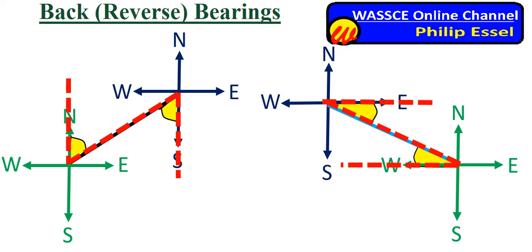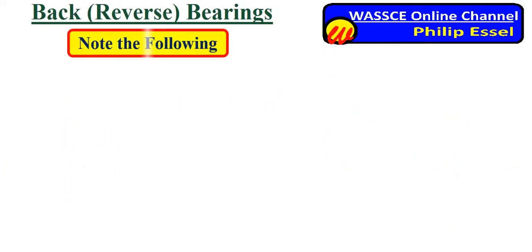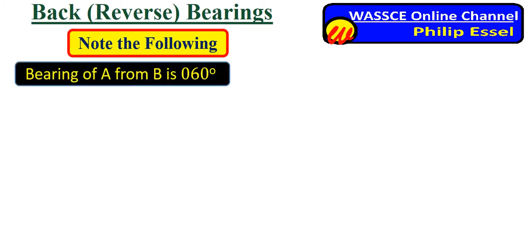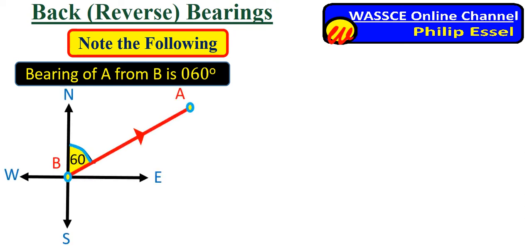Please do not forget this. Remember, we'll need this idea to solve a problem in the future. Let's also note the following. First, the bearing of A from B is 60 degrees. We are going to draw this bearing. That is the drawing of this bearing. We have now been able to draw a diagram to represent this bearing.